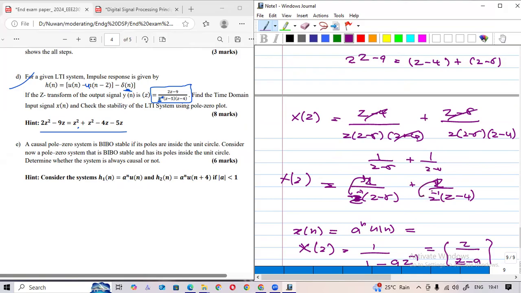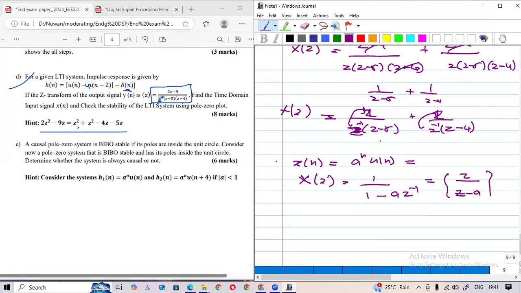This will go up. So in the same way, X(z) will be z over z minus 5 plus z over z minus 4. You can see that this is identical to this one. So this one's Fourier transform is this one. Sorry, Z transform is this one. Then the inverse Z transform of this one will be in this form, no?